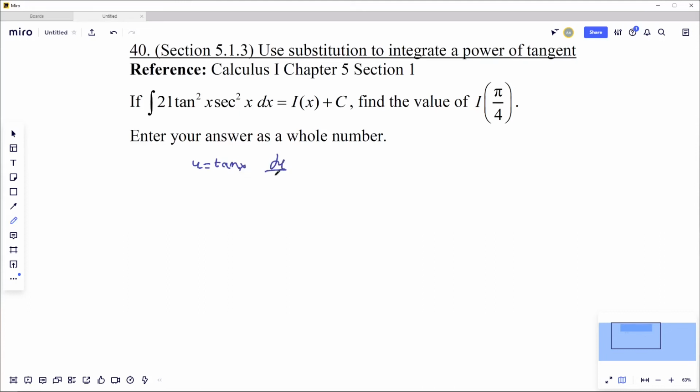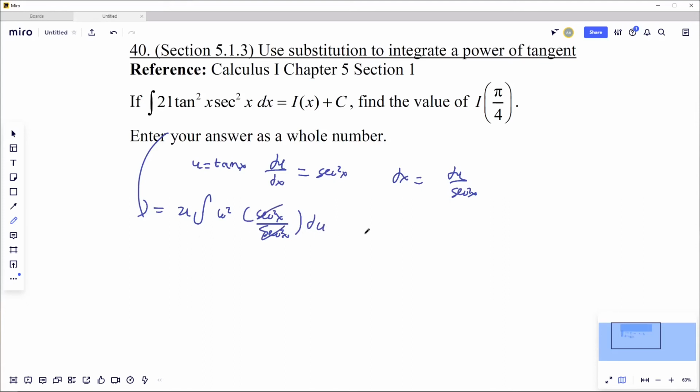Now du over dx gives you secant squared of x, which is why it's useful, because those two divide when you do this, of course. dx is du over secant squared x, and this is where they divide. So the integral of tan, we said tan x is u, so u squared, times secant squared x over secant squared x, which I got from here, times du.